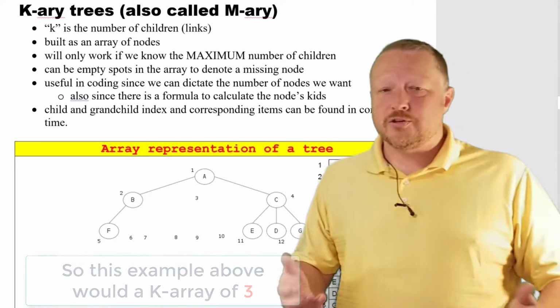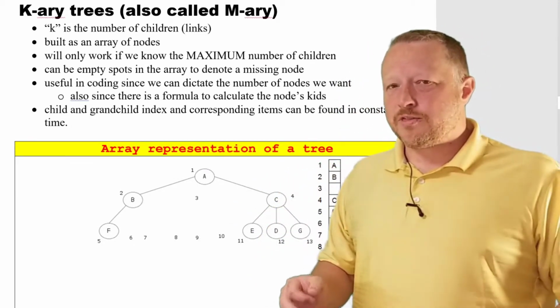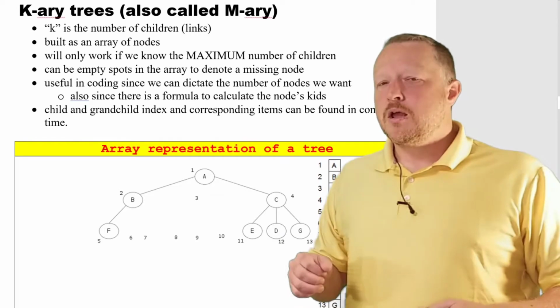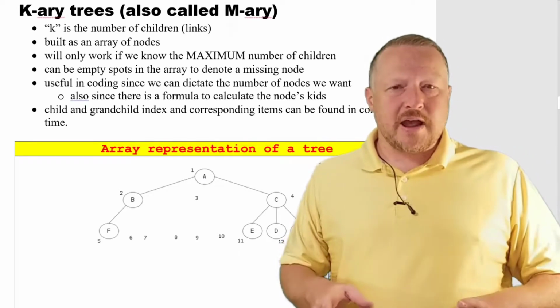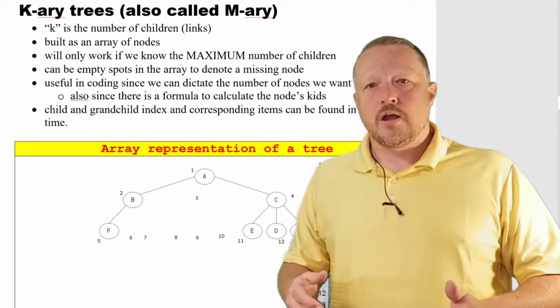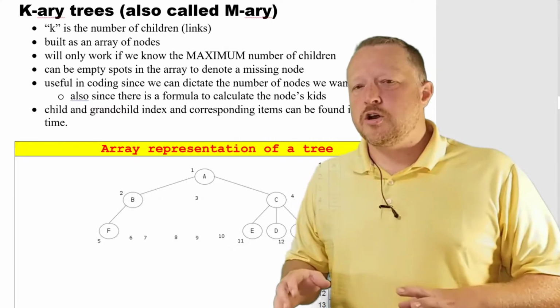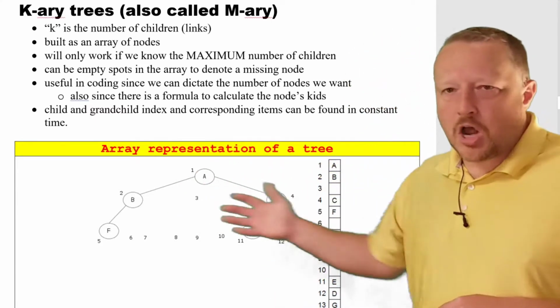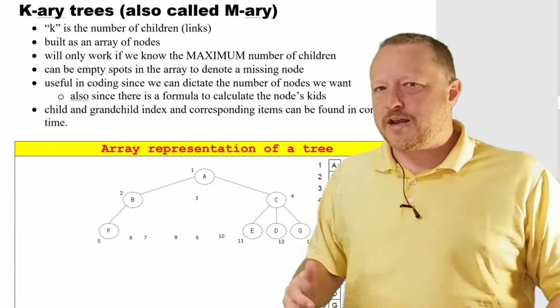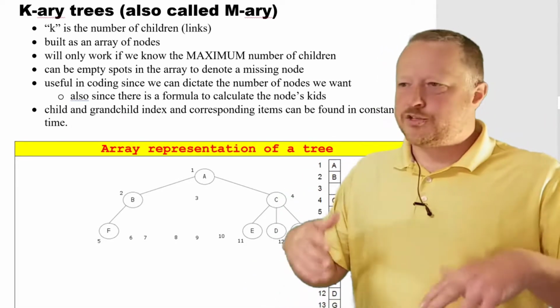You and I are very used to arrays. They're easy to manipulate, stuff like that. So a lot of people like working with them, but there's a problem. There can be empty spots in an array to denote a missing node or a missing child or whatever. The only bad part is that this is really good if you know that your tree is going to be chock full. Like there's really not going to be any spaces. Every option is taken. Every child is developed.